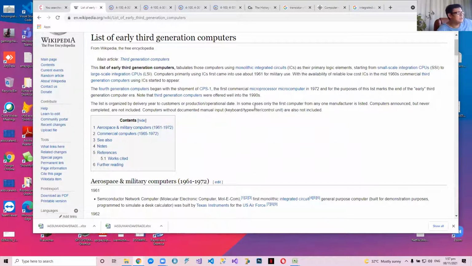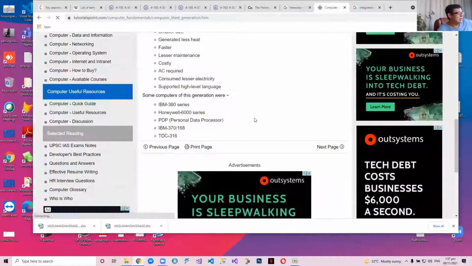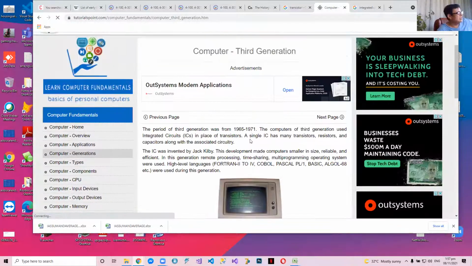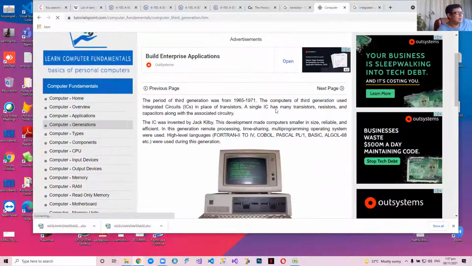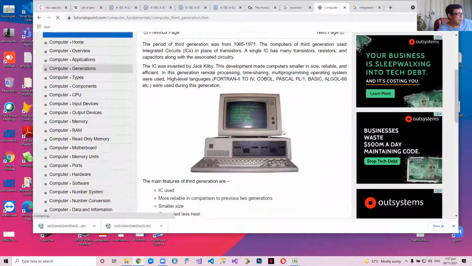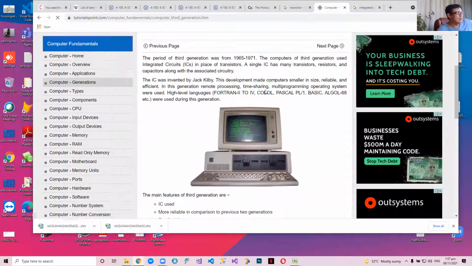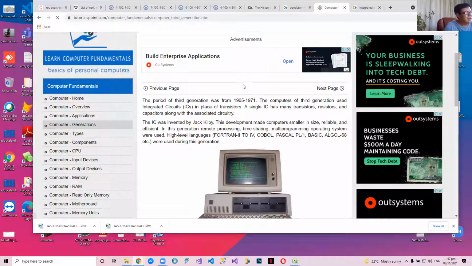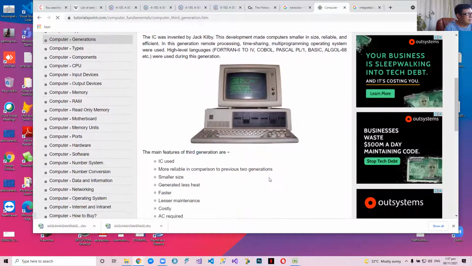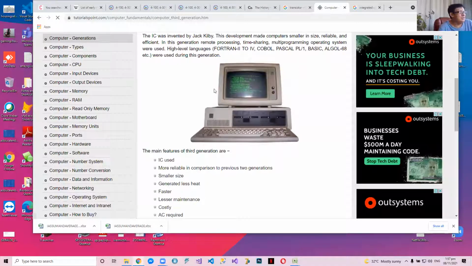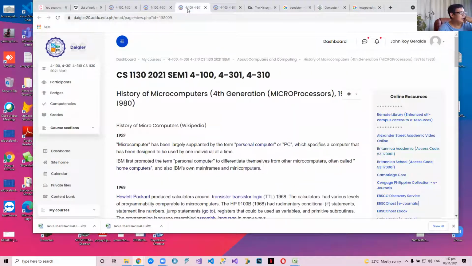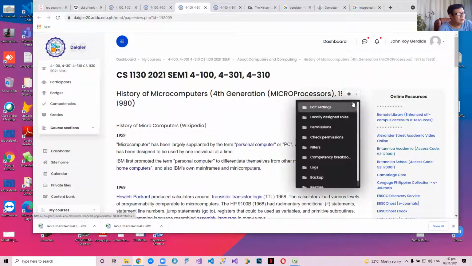Why is it so? Because this source says 1965 to 1971, so they differ a little. But anyway, the most important part is the IC-based characteristic of computers. This is not yet the IBM PC. This is not yet the 3rd generation. The IBM PC is a 4th generation computer. Any questions so far?